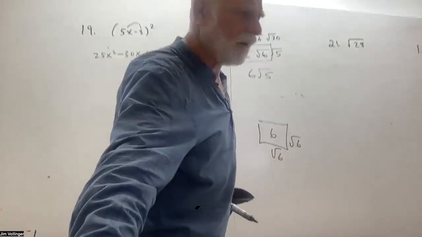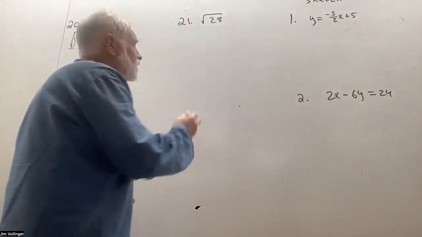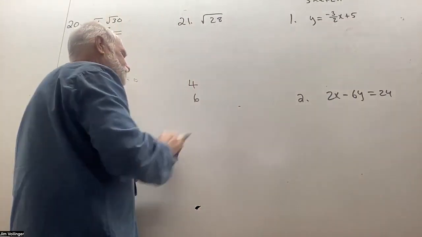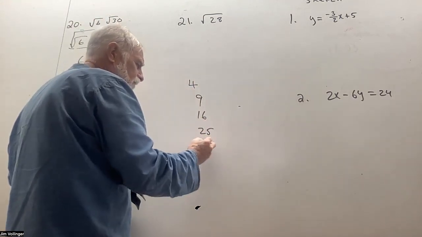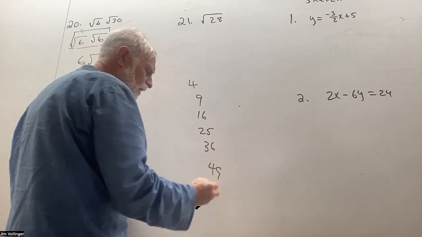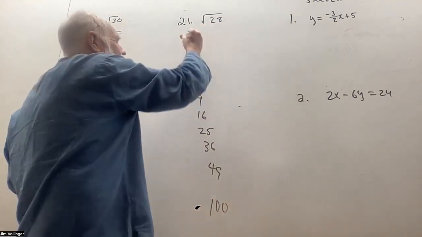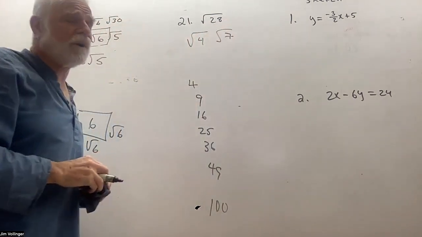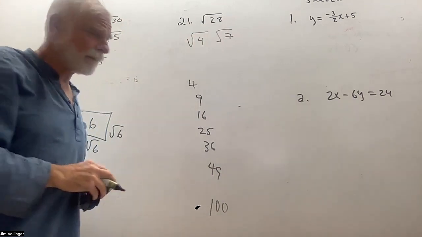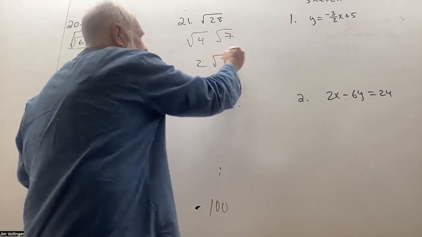All right. You're also supposed to know at this stage your perfect squares, your user-friendly squares. 4, 9, 16, 25, 36, etc. All the way up to 100. You got to know those. Any of these numbers hiding in there, of course. Square root of 4, square root of 7. One of those is a nice square root that can be simplified. Hopefully at this stage, you're saying that.